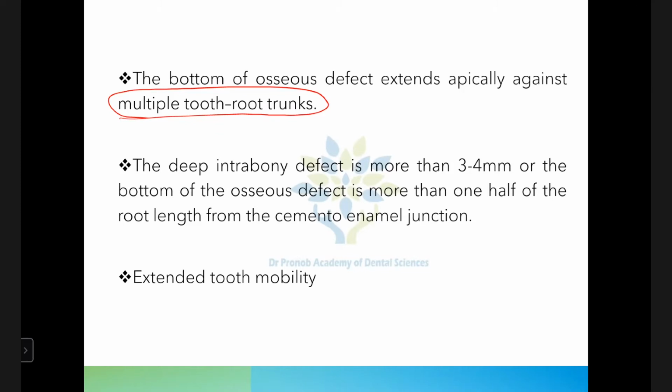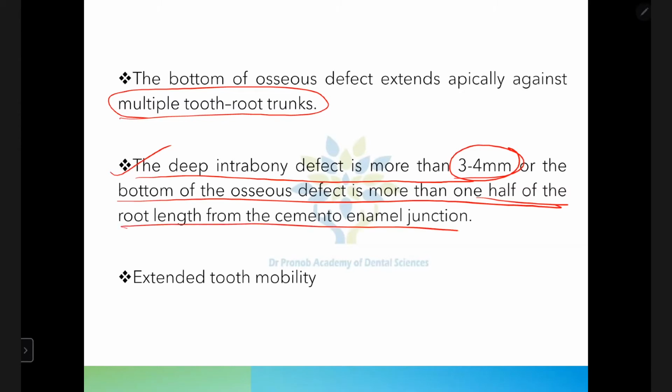Remember this. Here, the same point: the deep intrabony defect is more than 3 to 4 mm, or the bottom of the osseous defect is more than one half of the root length. So the defect is almost greater than one half of the root length. In such deep cases, do not go for the resective osseous surgery, because already a large amount of bone is lost, and now you would be removing even more bone. So in deep defects, do not go with the resective osseous surgery.